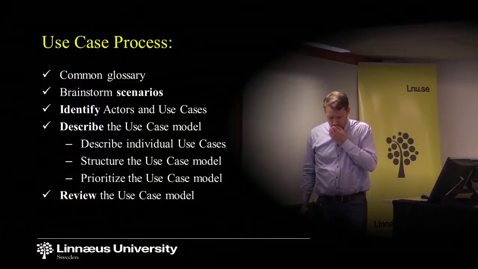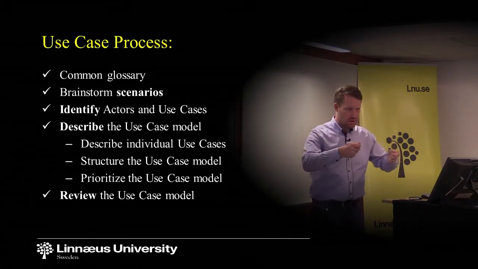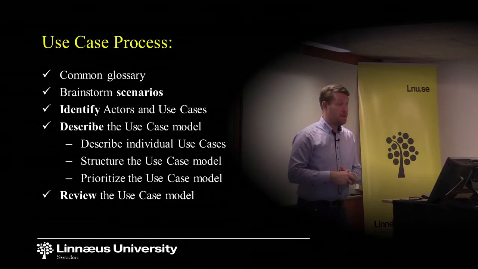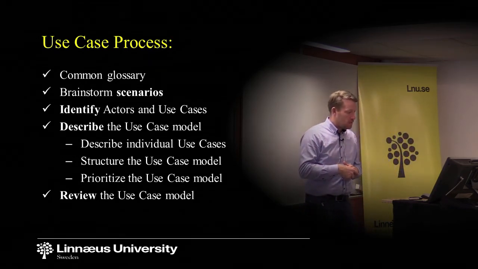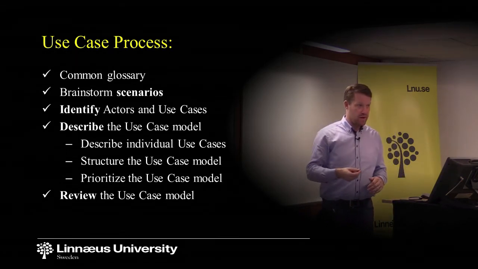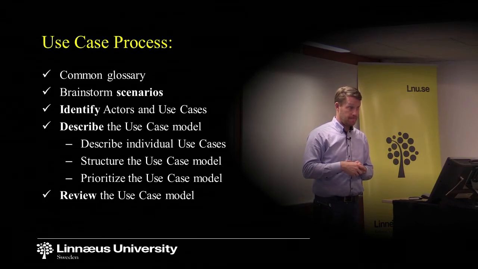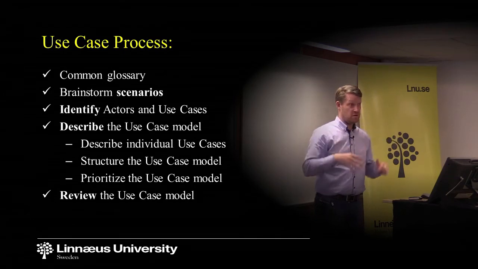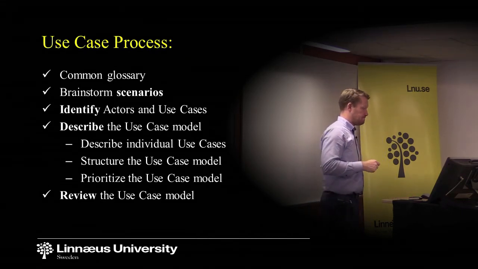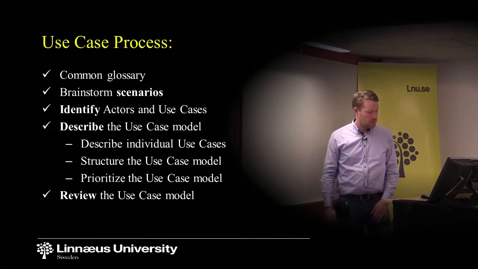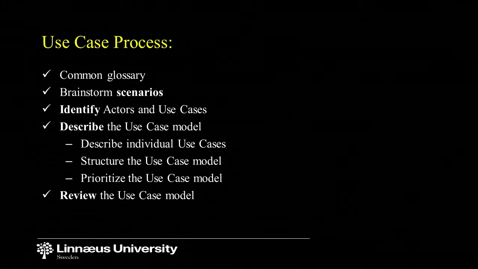So, brainstorm scenarios. Start identifying actors and use cases so you can divide them into piles of papers, whatever form you collected your scenarios on. Then you can start to describe the use cases with the primary flows of events, alternative and exceptional ones, initiation, termination, pre- and post-conditions, etc. You can structure, that is more or less just create a use case model with actors and use cases. And you can start prioritizing. So, a simple use case process: start with scenarios, analyze your scenarios, specify them as use cases.